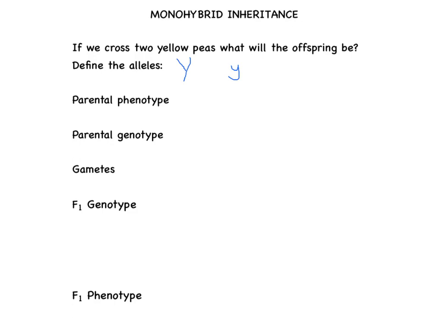So we have two yellow peas. We're going to have the heterozygous one. So our parental phenotype is yellow crossing with yellow. And because they are the heterozygotes, then it is big Y, little y crossing with big Y, little y. Now when we come to make the gametes, our gametes are obviously haploid cells rather than diploid cells, so they can only have one chromosome in each one.